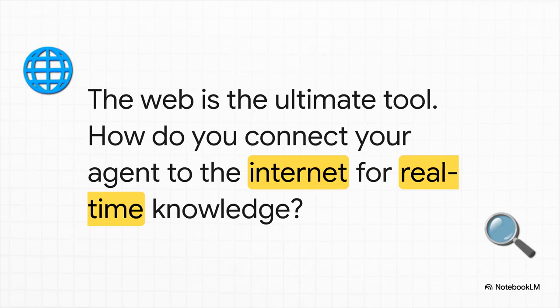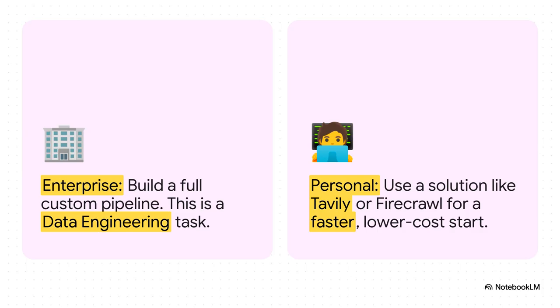Okay, next big challenge, connecting your agent to the internet. Because let's face it, the web is the ultimate tool. It's the biggest, most current source of information on the entire planet. So, giving your agent the ability to search is probably one of the most common and flat-out powerful upgrades you can make.